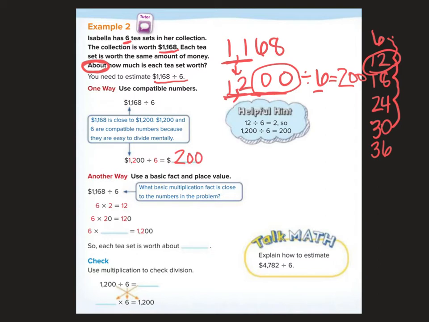How about that? Now next, it says we're going to look at another way, using a basic fact and place value. So what basic multiplication fact is close to the numbers in the problem? So if I look at 6 times 2 is 12. 6 times 20 is 120. 6 times what would be 1,200? Well, 200, right? So if you want to do it that way, each tea set is worth about $200.